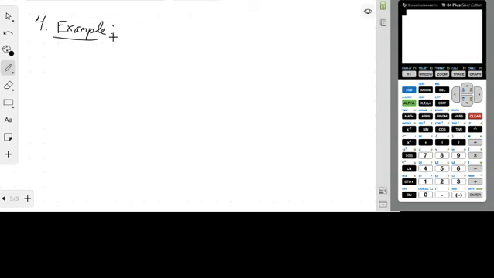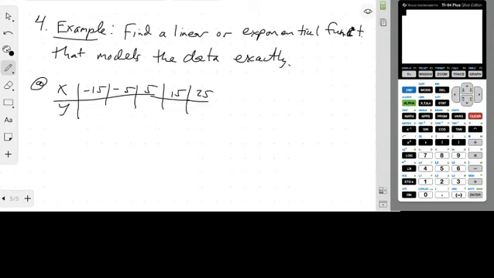So let's say x is negative 15, then negative 5, then 5, then 15, and then 25. So the x values are going up by 10 each time. Y values are going up by 2: 22, 24, 26, 28, 30. Okay, so the y values are going up by adding 2 each time. So the average rate of change is going to be the same. It's going to be 2 over 10 for all of them, right? So it's going to be linear.